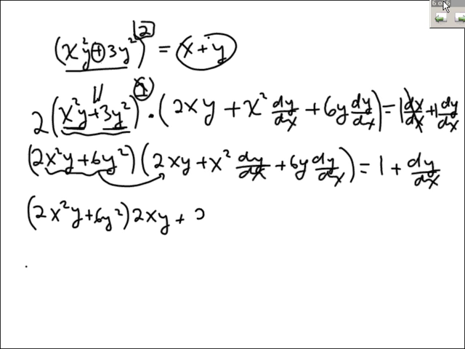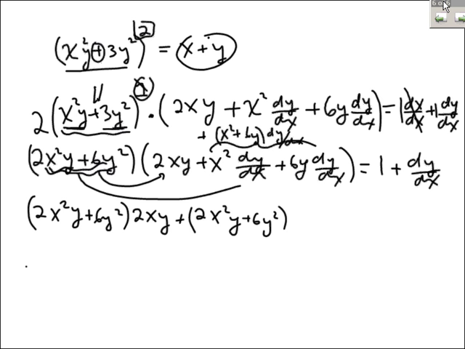Plus the same thing, 2x squared y plus 6y squared multiplied by, well, you know what, since both of these have dy/dx, why don't we say it's plus (x squared plus 6y) dy/dx. I backed it out to dy/dx. So all of this gets multiplied by what that is, times (x squared plus 6y) dy/dx. And the right-hand side doesn't really change.